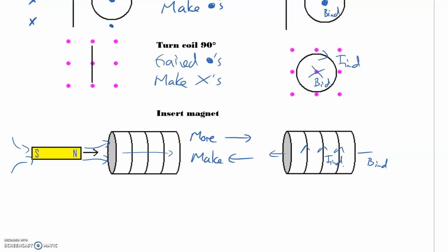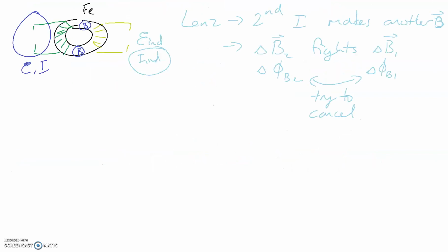So again, it's all about the coils and the loops, the solenoids, whatever. If you give it something, it's going to make the opposite. If you take it away, it's going to make the same to try and compensate. And that's the basic idea behind Lenz's law when it's attached to Faraday's law.